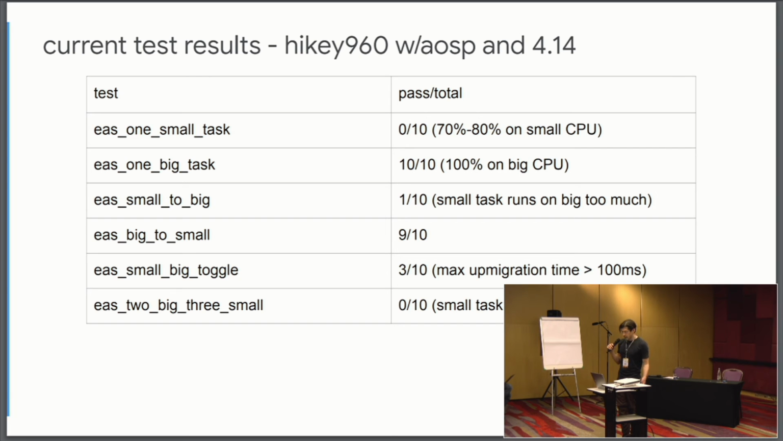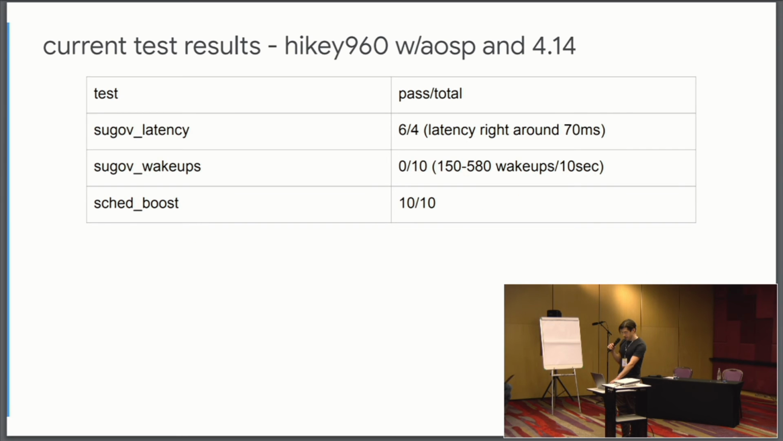Small to big, not really passing, so we're getting too much small task runtime on the big cores when the task is small. Again, as I mentioned, the 2 big, 3 small tests are not working very well. And then the maximum migration time we're seeing during the small to big toggle test is not good, over 100 milliseconds. The governor latency, this is a case where I think our threshold's probably just not good. Our latency is right around 70 milliseconds on HiKey960, and so it's not passing all of the time. I'm seeing a lot of wake-ups from the governor on HiKey960.